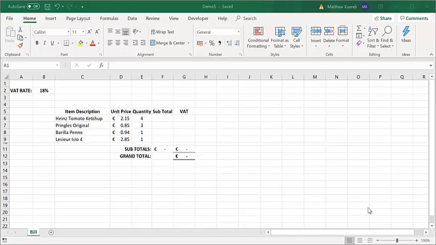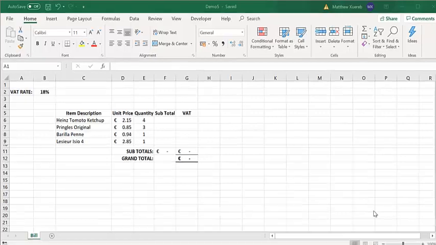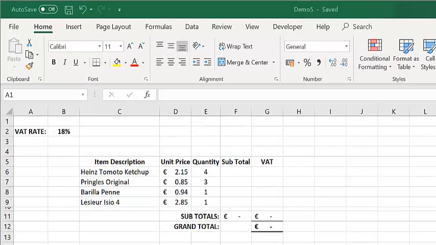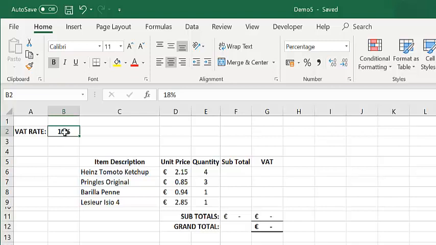Consider this example. This example is practically the same as the previous one, with only one difference. In this example, we have the VAT rate which is written in this cell. And what we're going to do is calculate the VAT based on this cell. The reason is so that if the VAT rate changes, we can just change the VAT rate from this cell and automatically all the VAT calculations will be updated.